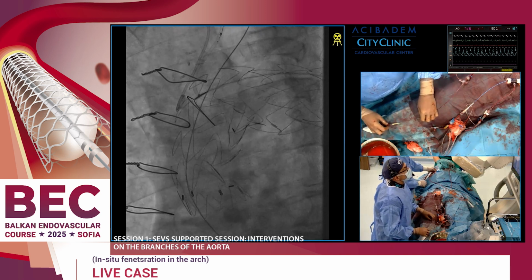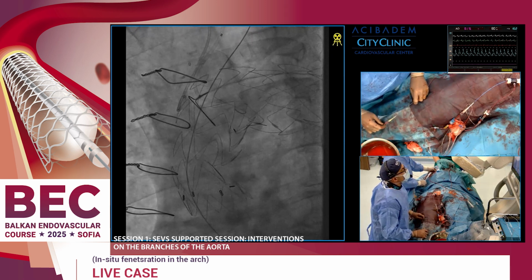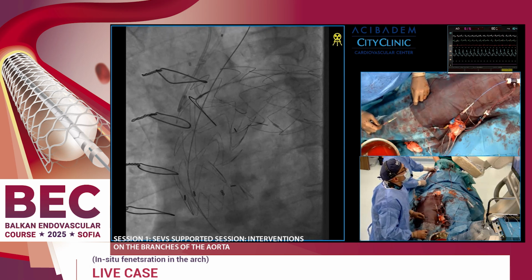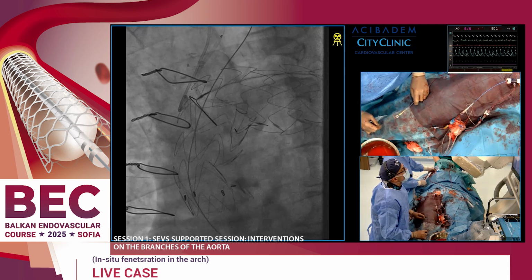Okay, we are preparing now the system. This is the microcatheter point coming.